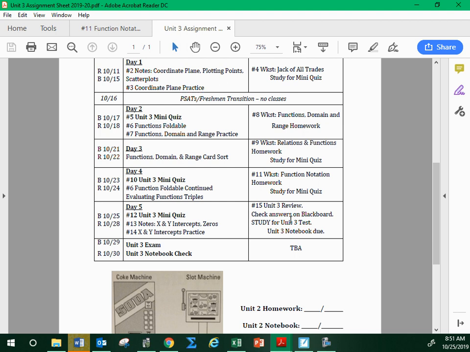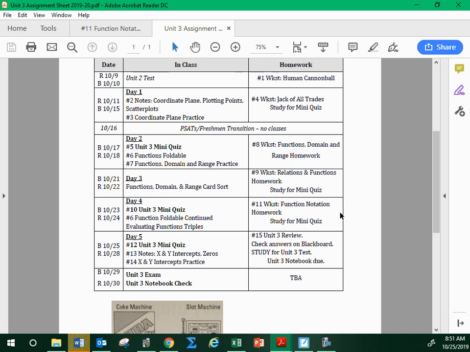We also will have our Unit 3 notebook due next class. So between now and next class, make sure you go ahead and find your papers and get them in order. Next class, I'll have you staple them and turn them in. Just a heads up with that.